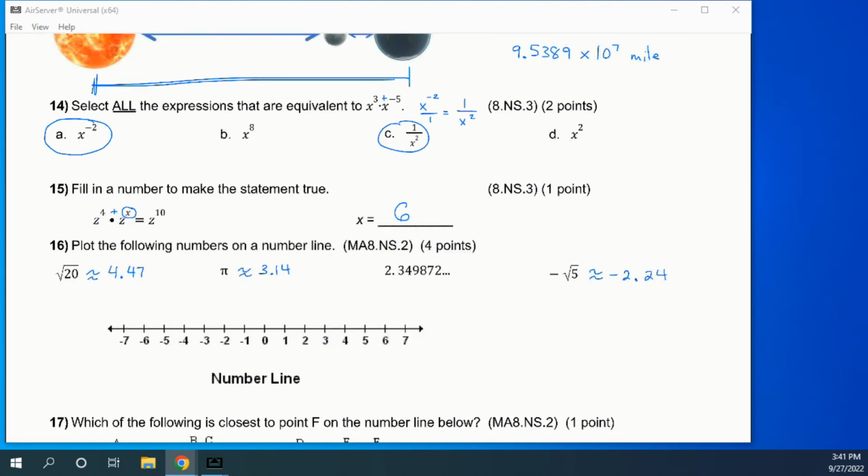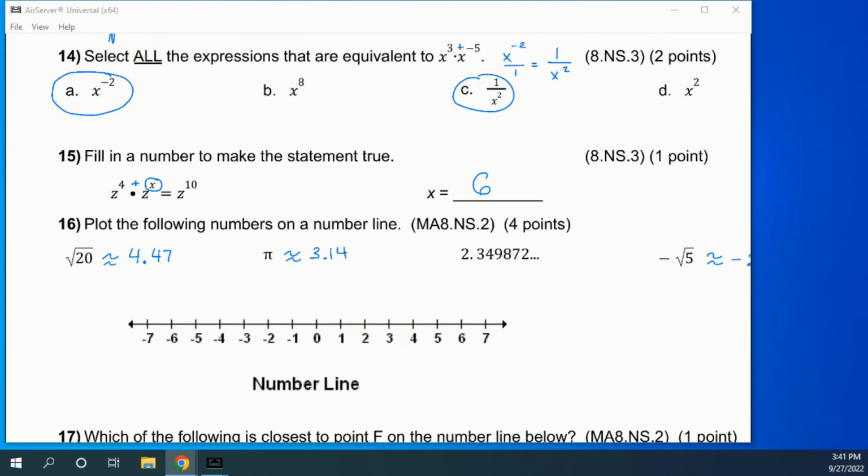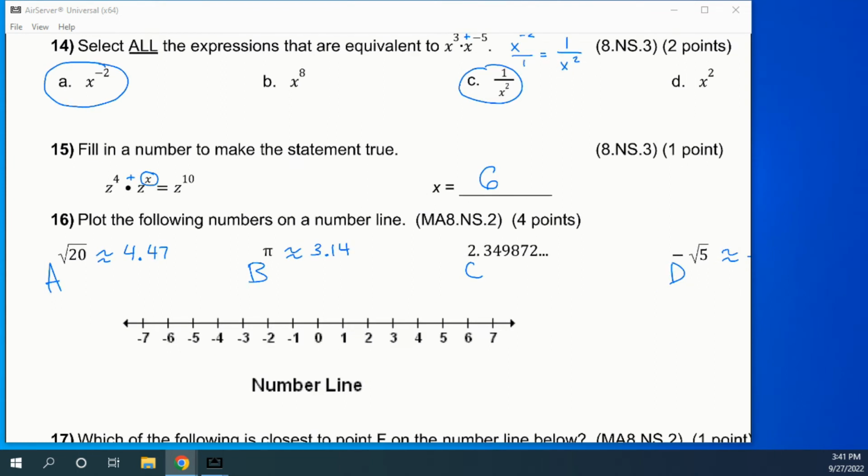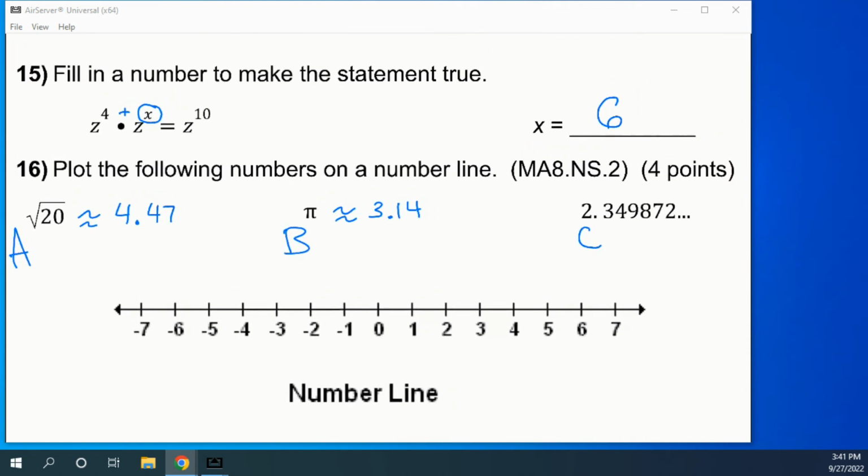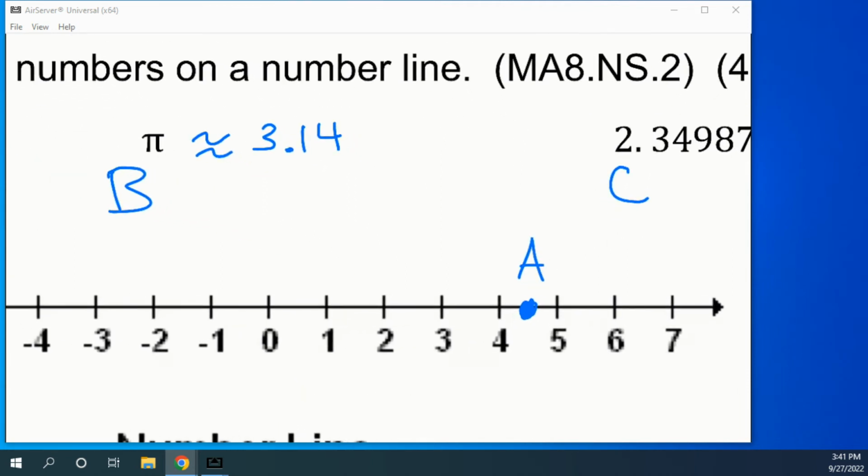I think in terms of plotting these, because it's going to get really messy if we use all of them, I'm going to assign them letters, which you absolutely can do. So we'll call them A, B, C, D. So A, 4.47, that's close to 4.5. I'm going to plot A right there. B is about 3.14, so it'll be close to 3, but not exactly on 3. So this is going to be B right here.